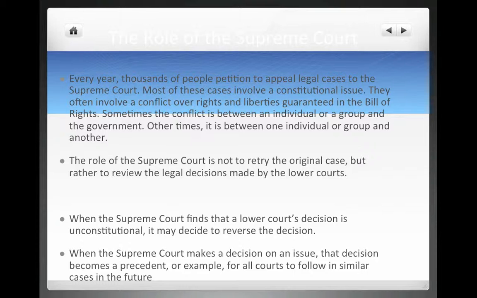Sometimes the conflict is between an individual or a group and the government. Other times it's between one individual or a group and another. So the role of the Supreme Court is not to retry the original case, but rather to review the legal decisions made by the lower courts. When the Supreme Court finds that a lower court's decision is unconstitutional, it can then decide to reverse that decision. And when the Supreme Court makes a decision on an issue, that decision becomes the precedent, or the example, which all other lower courts are to follow in similar cases in the future.